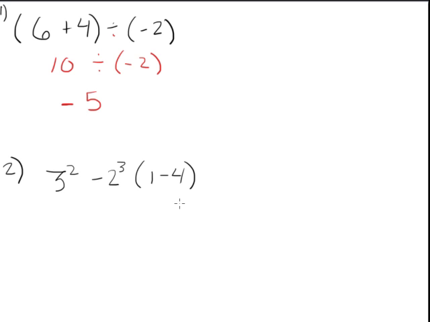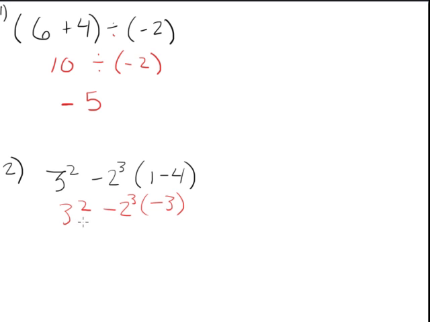Alright, so let's go down to this question here. So we have 3 squared minus 2 cubed in brackets 1 minus 4. So this 2 cubed is being multiplied by what's in brackets, but you have to remember to do your brackets first. So I'm going to do this guy first. 1 minus 4 is negative 3. Then I'm going to write everything else around it.